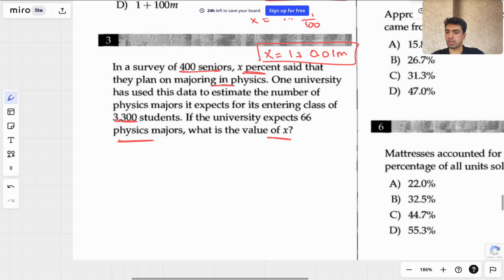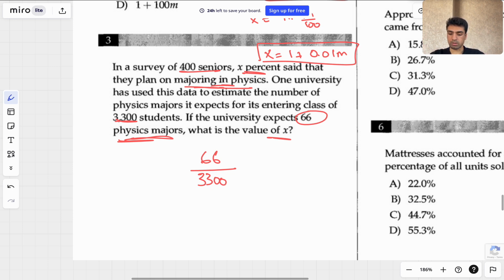So we need to find x, and we have 3,300 students. X is the ones who are planning on majoring in physics. It is 66 are taking physics, so that's 66 over 3,300. So total is 3,300, and then from that pool, 66 are taking physics.